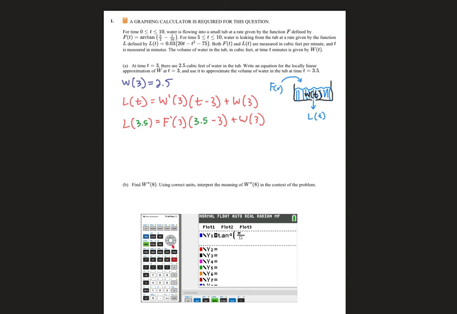You can pause and see how I get fractions, you can see the buttons that get pressed. Alpha and the button to the right creates a fraction. Okay, so that's F of t. It's the rate that water's flowing into the tub. Okay, so this is L of t, the rate that water's flowing out of the tub.